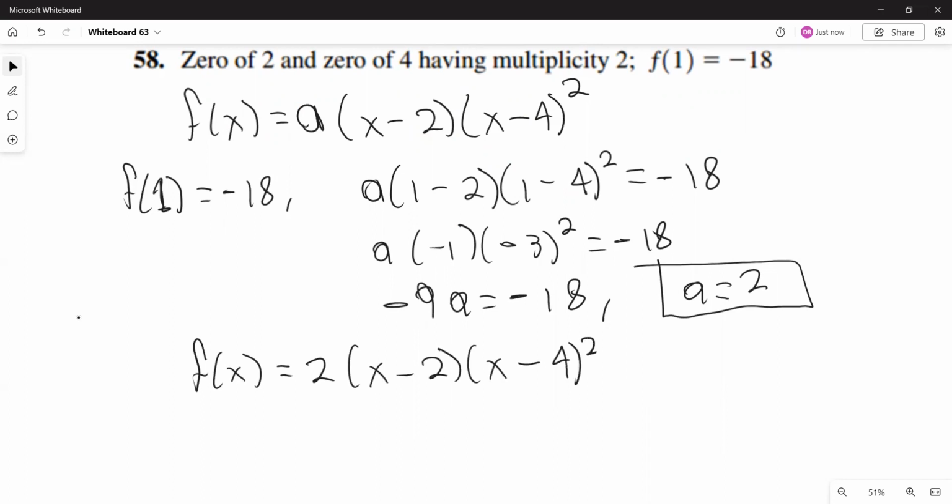And we already found the polynomial. This answer is correct, but it's in factor form. And my MATLAB will not accept it until you write this in general form. So that's not much of a problem. We can just distribute. X minus 4 squared is x squared minus 8x plus 16. Or if you want, you can just go ahead and multiply 2 times x minus 2. You can distribute the 2 and write 2x minus 4.